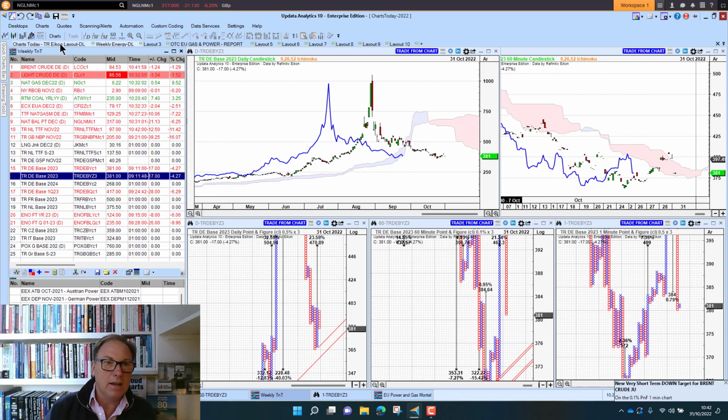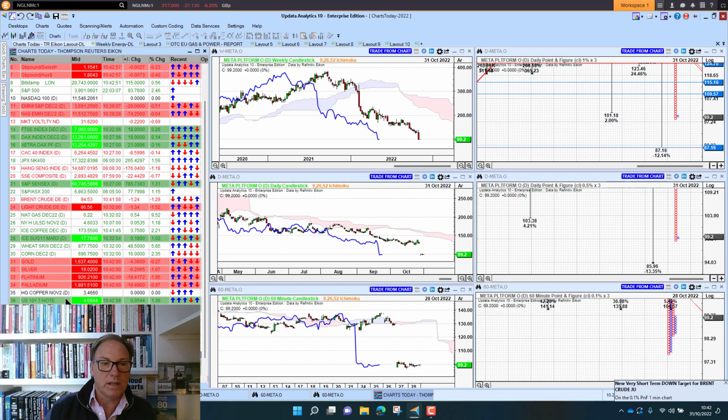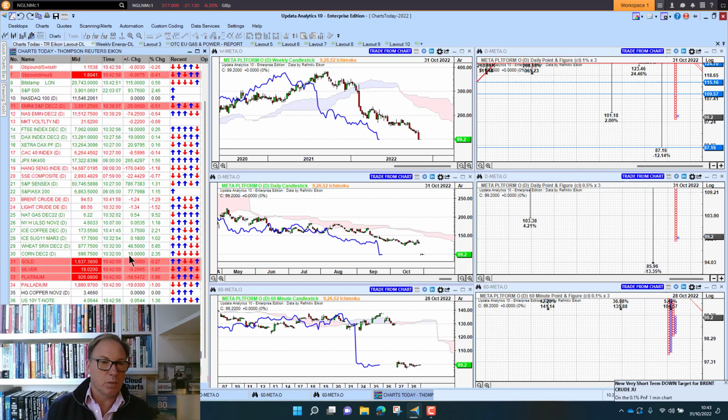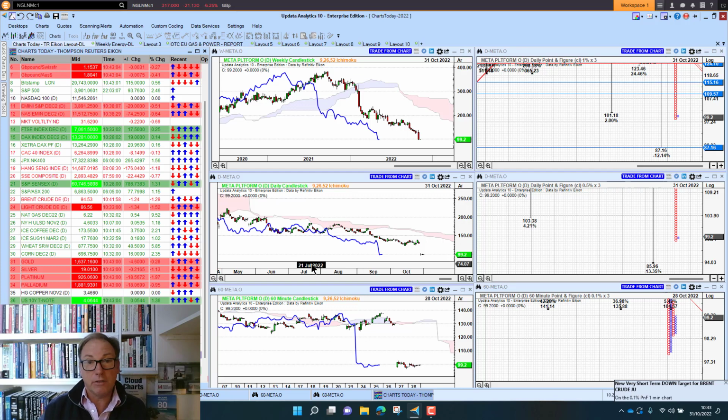But for today, the really big thing is, will these soft commodity prices hold their moves based on what's been happening in Russia, Ukraine? That's it for today.